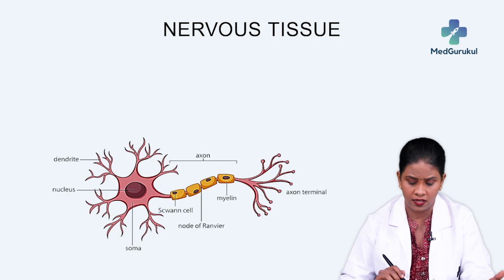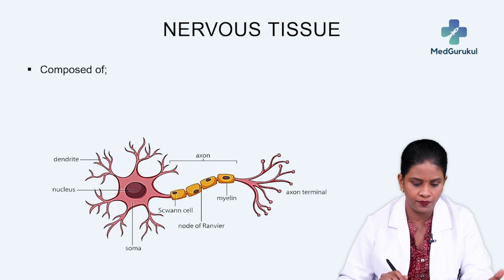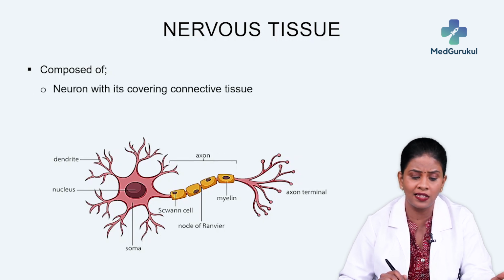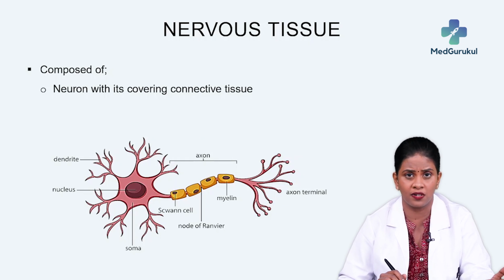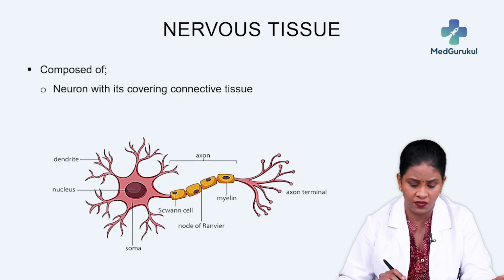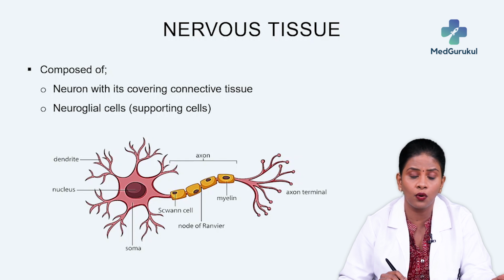So, this is the nervous tissue. What is present within the nervous tissue? It is composed of neurons with their connective tissue covering. All the cells are covered by connective tissue, isn't it? Even in the muscle you might have seen the connective tissue covering the cells. Likewise, the neuron is also covered by connective tissue. Then there are the neuroglial cells. These are the two important components: the neuron with its covering, and the neuroglial cells.